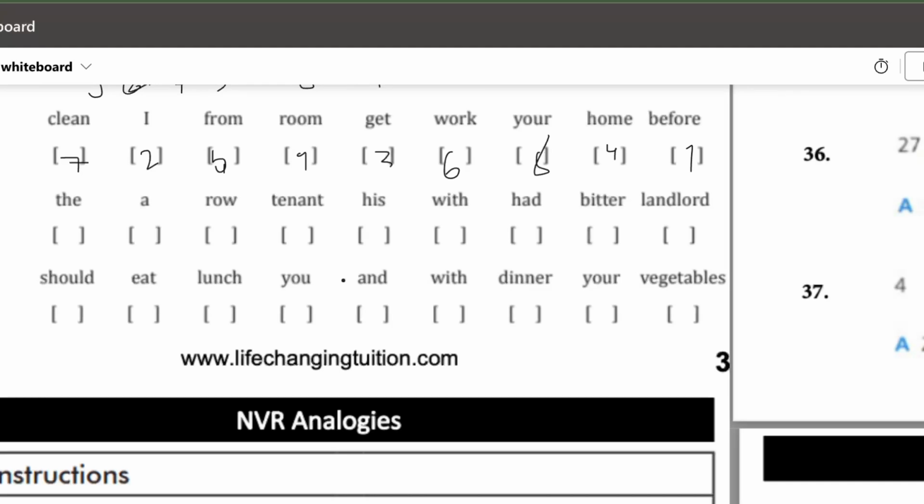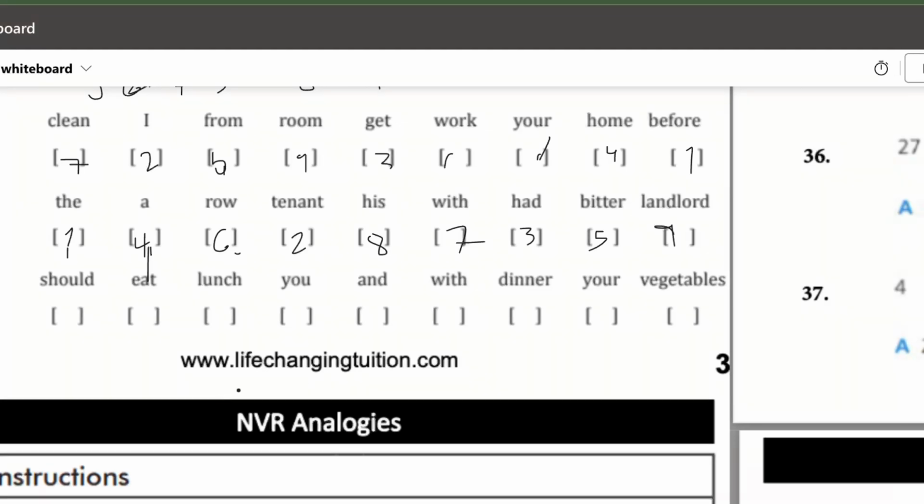So landlord and tenant. Tenant is someone who pays rent. Landlord is someone who owns the property. So the tenant had a row with his. So I've just erased them here because you actually have to put in the word bitter. So you would have the tenant had a bitter row with his landlord. And you can interchange landlord had a row with the tenant or tenant had a row with the landlord.